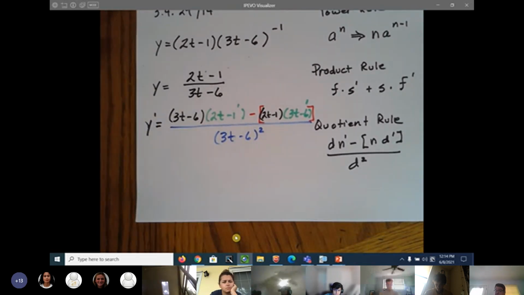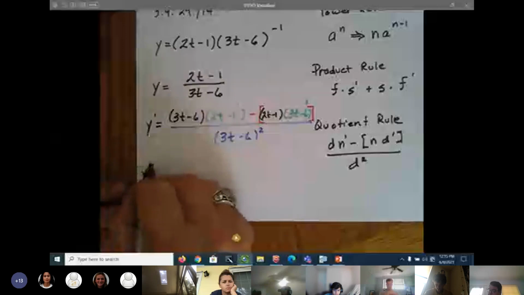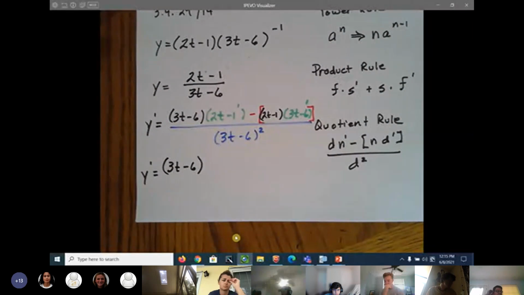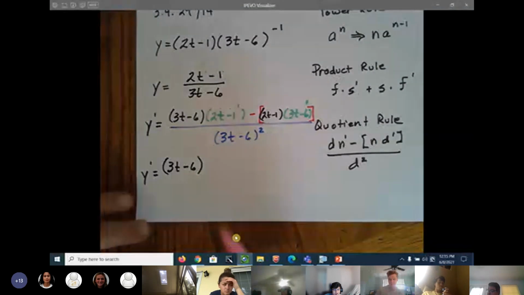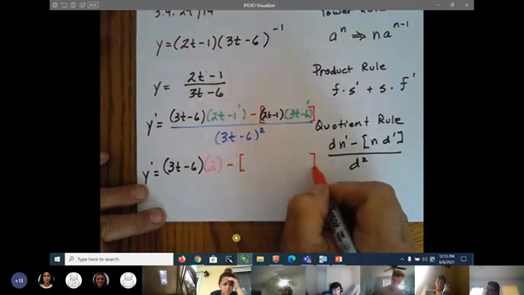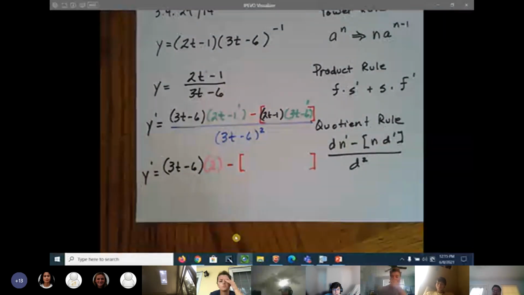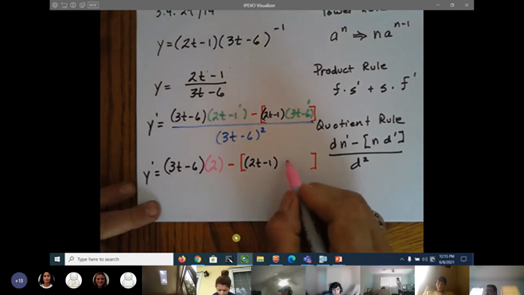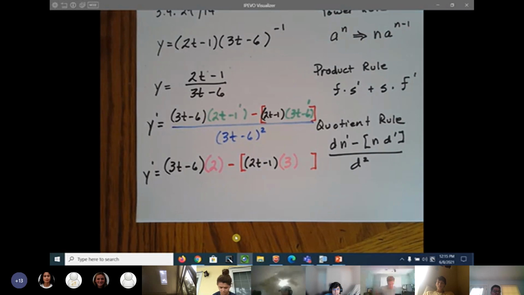Now we're going to actually do it. Y prime is equal to 3t minus 6, times the derivative of 2t minus 1, which is 2, minus, and I would ask y'all why I'm making that red, but by now y'all should know why, 2t minus 1, times the derivative of 3t minus 6, which is 3.